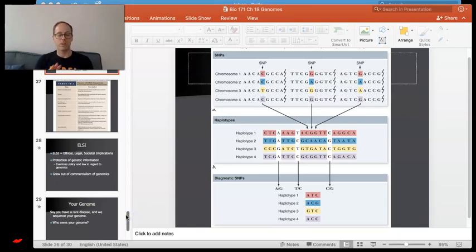So genomes, we talked about sequencing the DNA. We talked about what that means with the Human Genome Project, and we talked a little bit about the results.